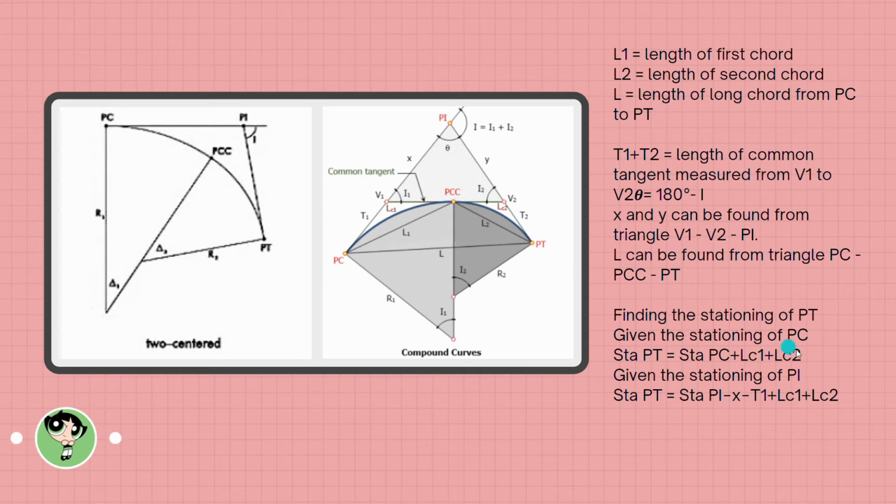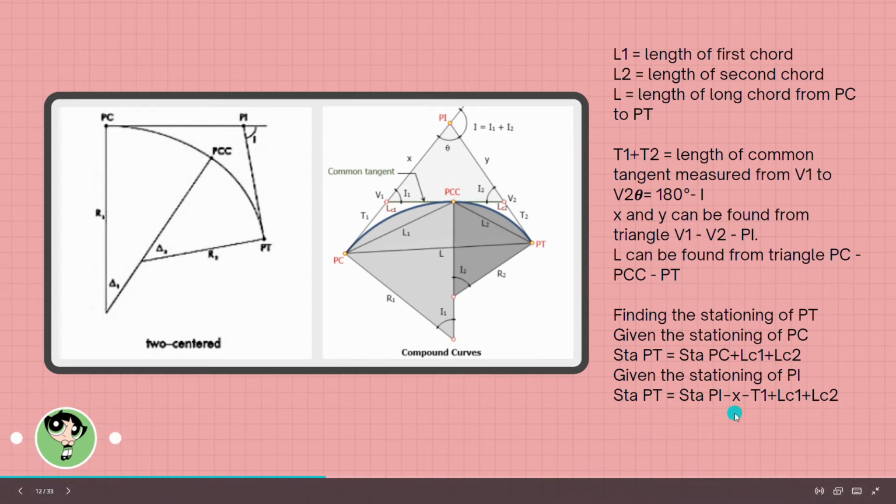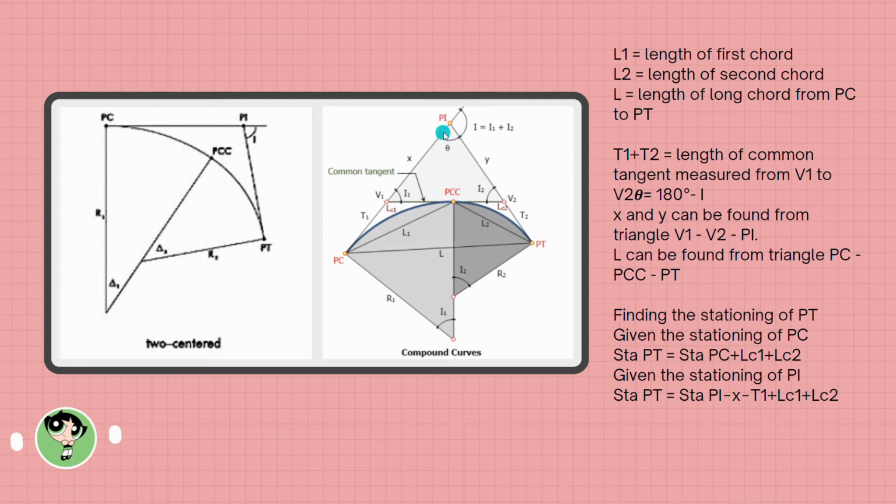If the station of PI, the vertex, is given, the formula for getting PT is: station PI minus T1 plus LC1 plus LC2. So that is the formula for getting our station PT.